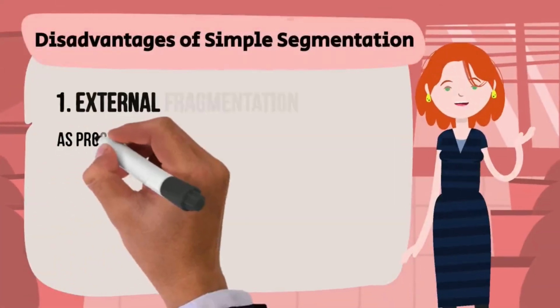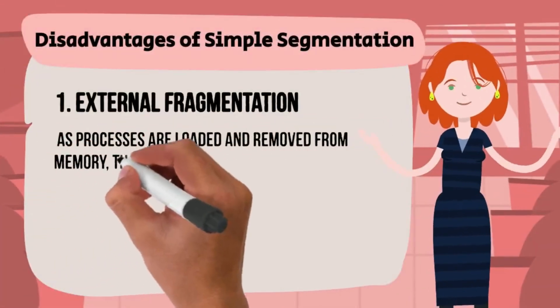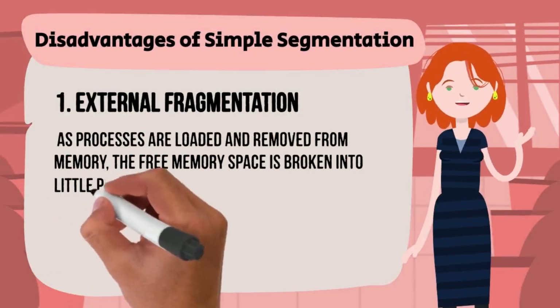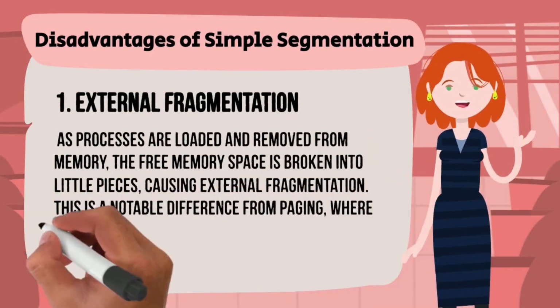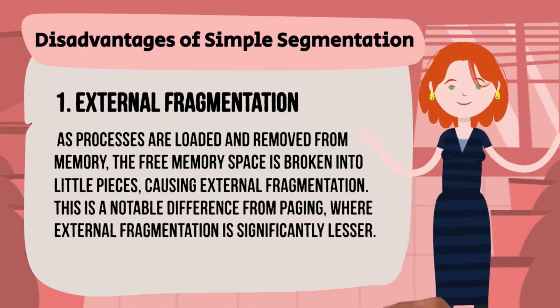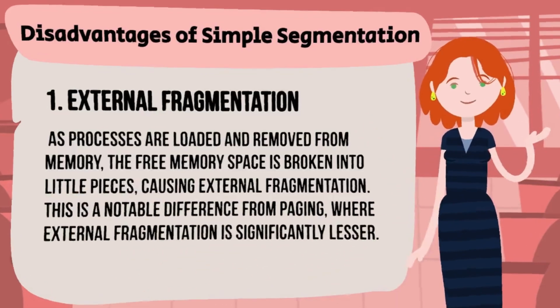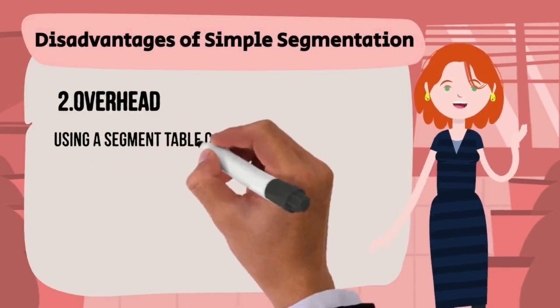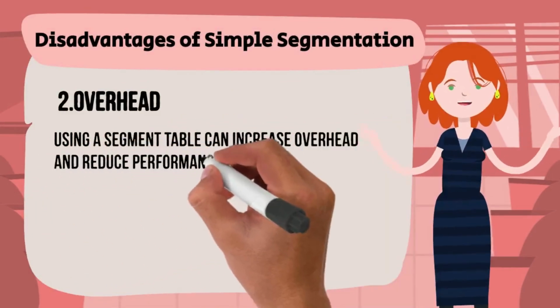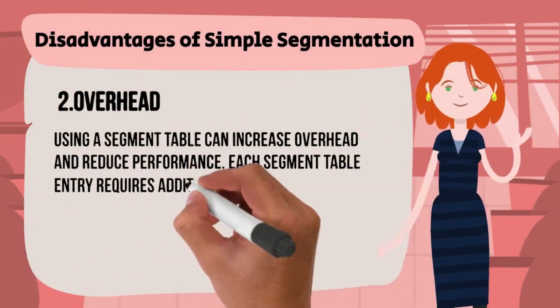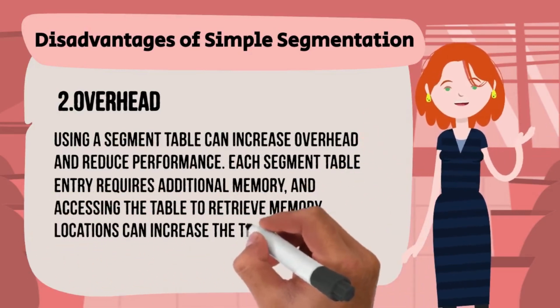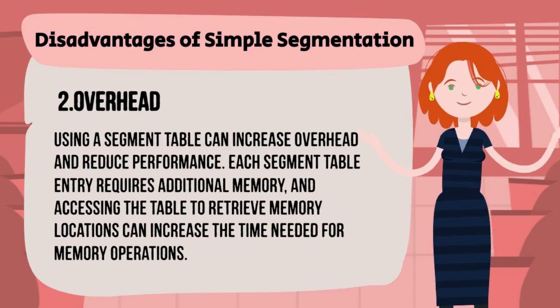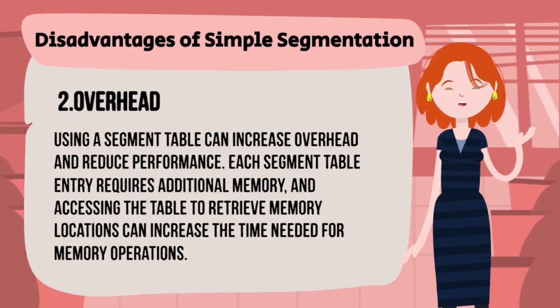Let's see some disadvantages. First is external fragmentation. As processes are loaded and removed from memory, the free memory space is broken into little pieces, causing external fragmentation. Using a segment table can increase overhead and reduce performance. Each segment table entry requires additional memory, and accessing the table to retrieve memory locations can increase the time needed for memory operations.